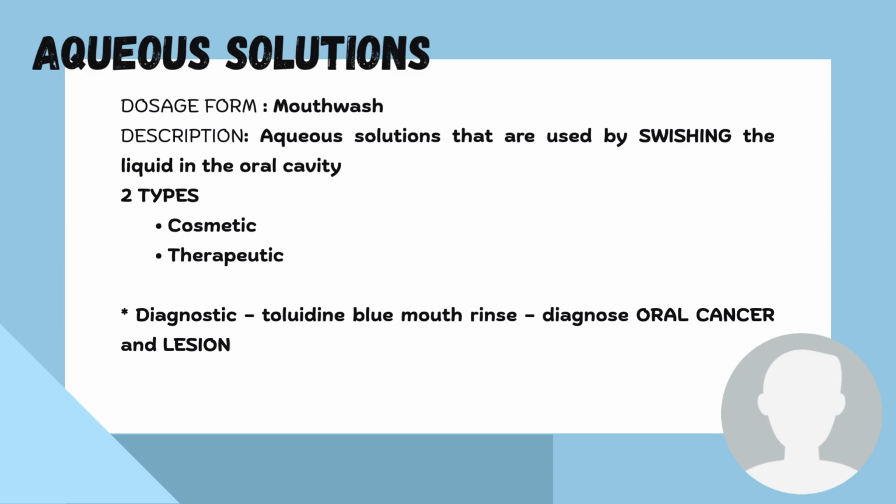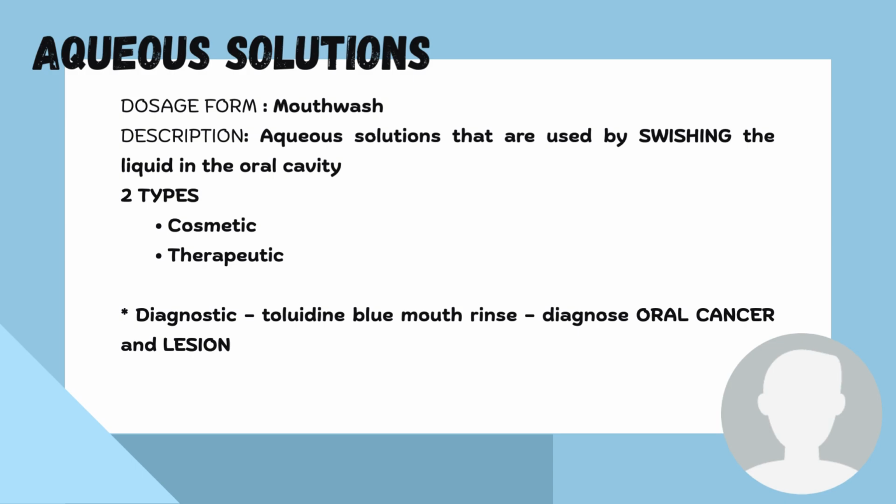And then second, therapeutic mouthwashes contain active ingredients that have antimicrobial, anti-inflammatory, or antifungal effects. It is used for oral infections, gingivitis, or post-dental procedures. Like, let's say for example, chlorhexidine gluconate mouthwash. It is used to reduce bacteria in the mouth.